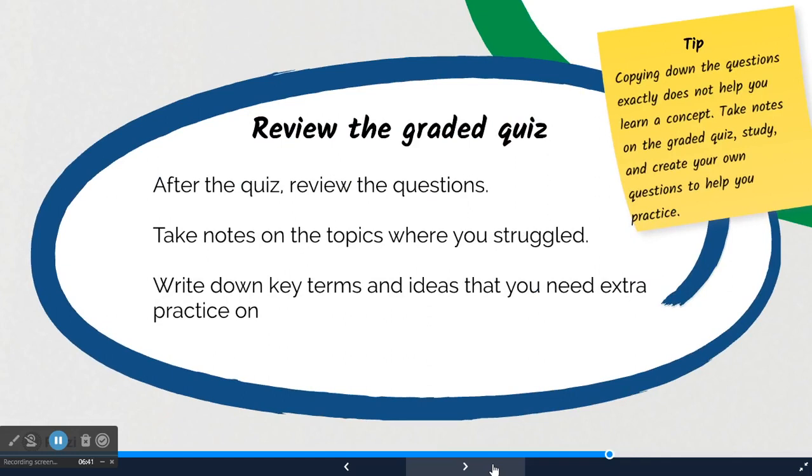When I say take notes on quizzes, don't write down the question exactly. That's not actually helping you study and commit information to memory. You don't need to memorize the questions. You need to understand and be able to apply the concepts. So if you write down key terms and ideas about what you've missed, then you can go back to your notes and really focus on those ideas and making sure you commit them to long-term memory.